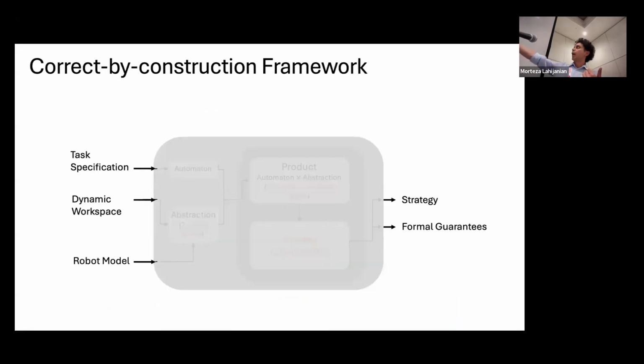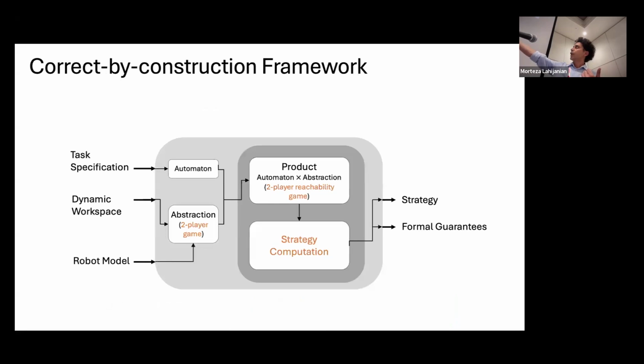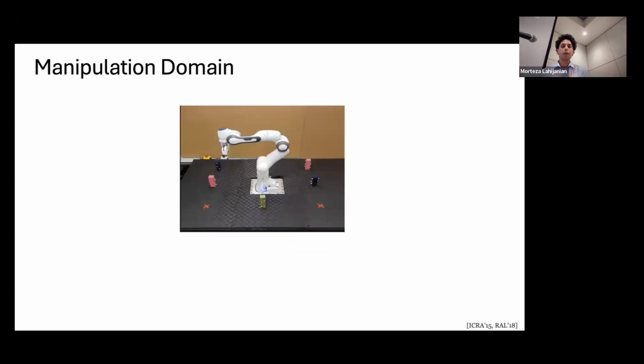Now looking at my other components, I already can get an automaton from my task. Now I need to somehow reason about my environment and my robot dynamics in conjunction with my automaton. So I need to have a representation of my environment and my robot in a way that I can use that in conjunction with my automaton.